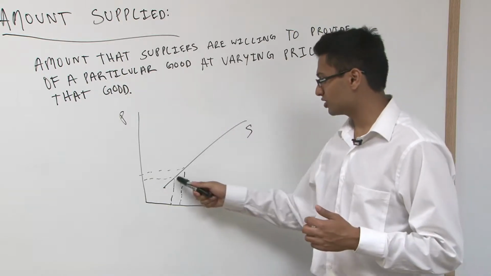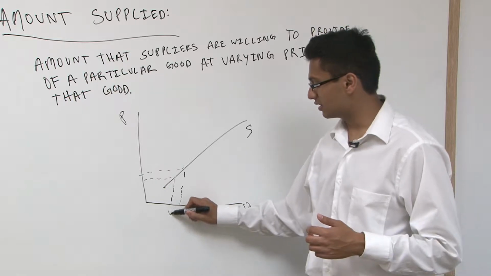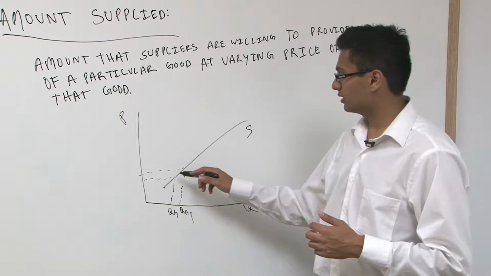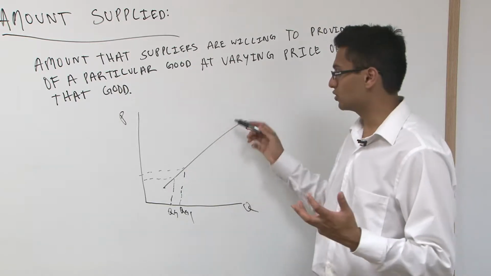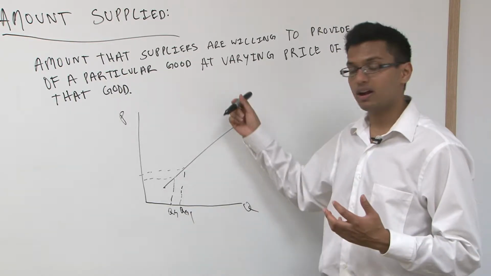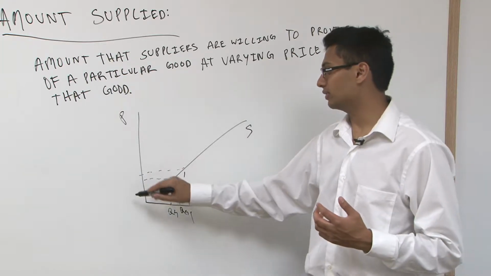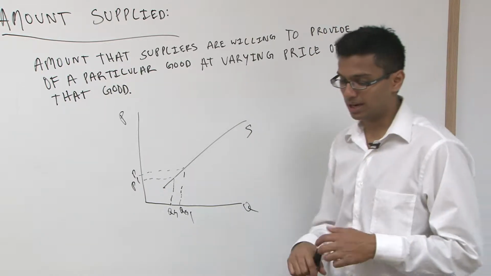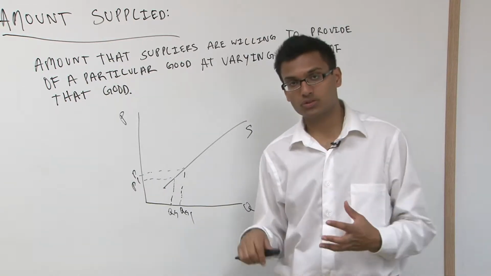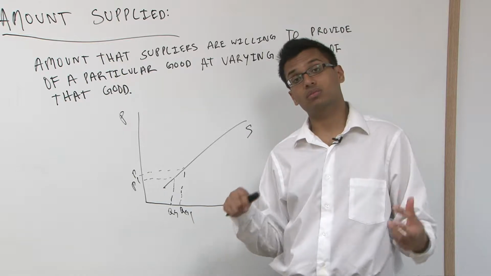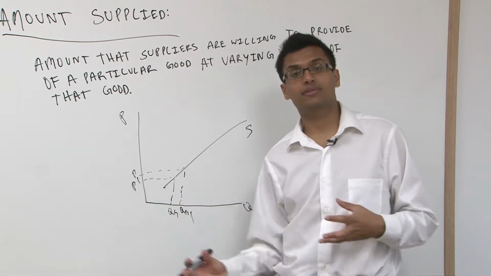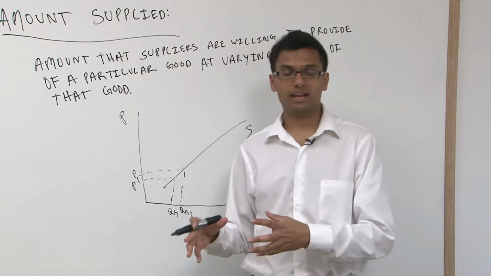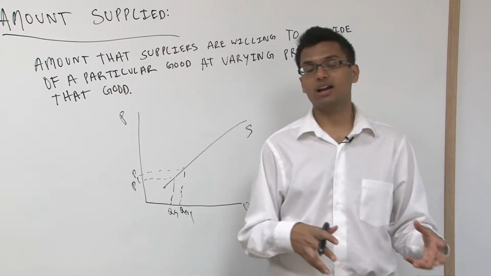So the amount supplied is just this point. This is the quantity supplied at one point, and the quantity supplied at another. So the amount supplied is the amount that the supplier is willing to provide at a particular price point. And this is, let's say P, and this is P1, okay? So that is amount supplied. And it's really important because in questions on the AP test, they try to confuse you with amount supplied versus the supply itself. The way we differentiated amount demanded from demand is the same way we're going to differentiate amount supplied and supply, right?